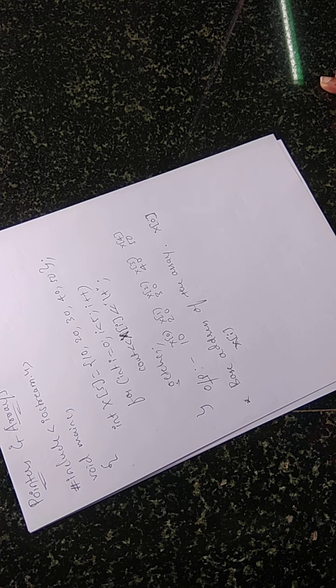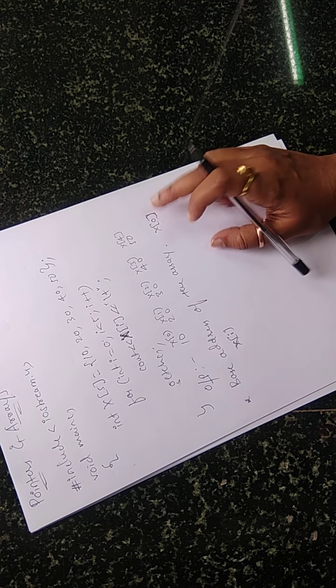But when the program is compiled, the compiler does not save the address of all the elements. The compiler will not store the address of all the elements. Rather, it only stores the address of the first element, that is, x of 0 will be stored.